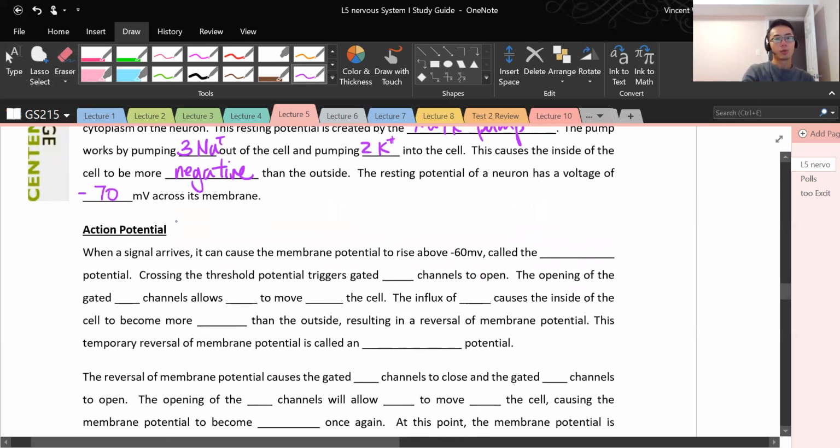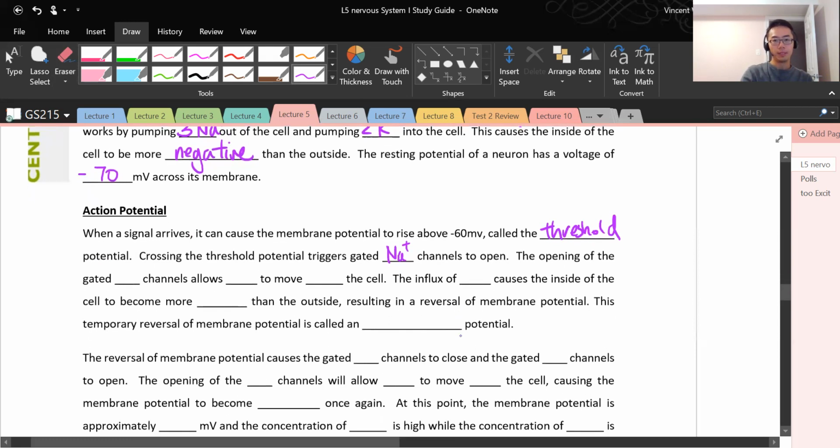Action potential. Okay, so what is an action potential? The definition is here, so we'll highlight it later. When a signal arrives, the stimulus, it can cause the membrane potential to rise above minus 60. This is called the threshold potential. Crossing the threshold potential triggers the gated sodium channels to open.